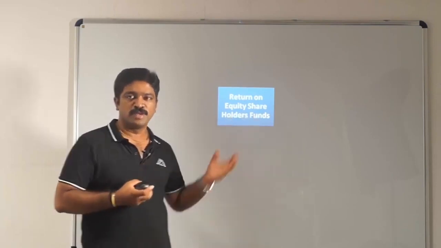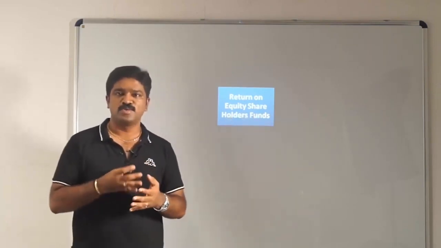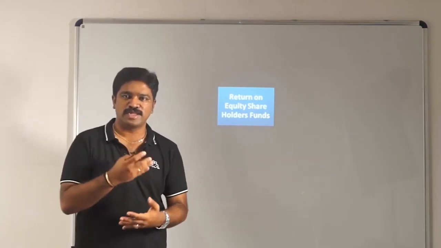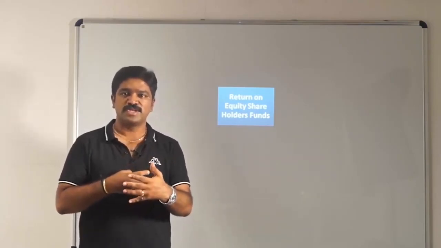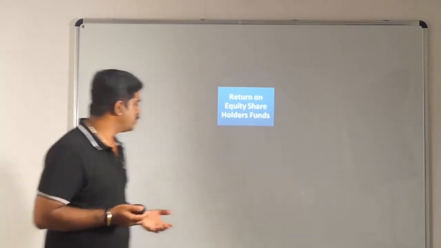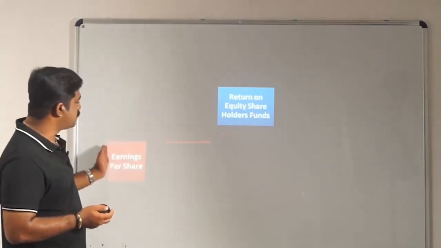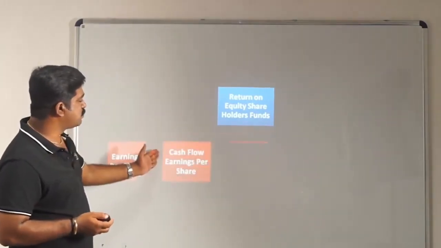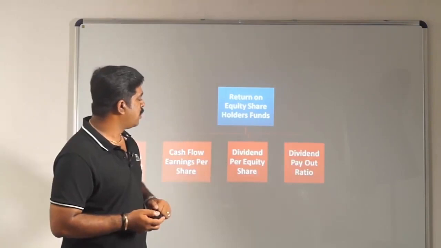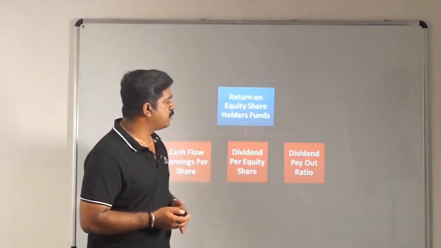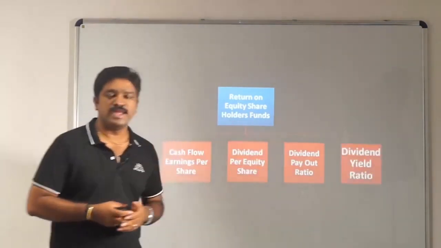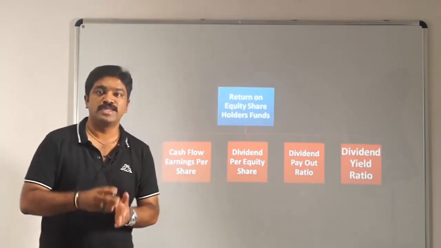Okay, and the next critical element, the return on equity shareholders funds does not just stop with that single ratio, because they are the key owners. So you can't just confine the analysis to a single ratio. There are actually another 4 to 5 ratios, like number 1, earnings per share, 2, cash flow earnings per share, 3, dividend per equity share, 4, dividend payout ratio, and 5, dividend yield ratio, which I'll take you through in the next session.